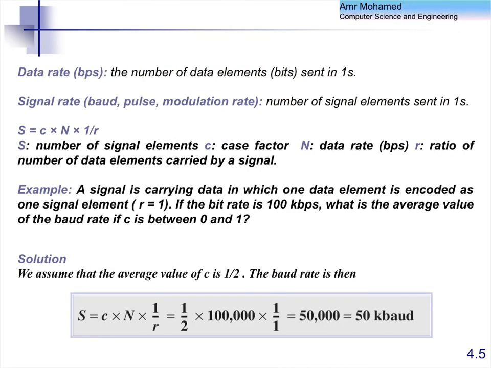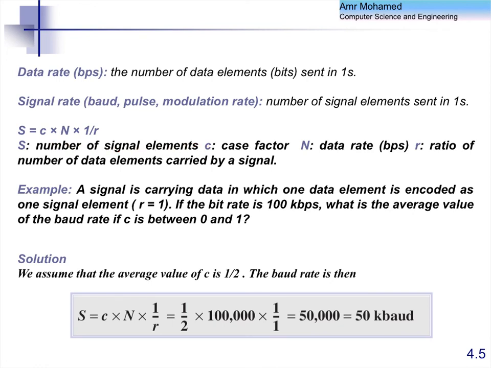Okay? So R is very important to allow us to calculate what we call the baud rate or the signal rate. So this is the signal rate or the baud rate or pulse rate or modulation rate. All these are terms for the same thing, which is the number of changes in this signal. Okay, which is reflected on the bandwidth. So there is a direct relationship between this baud rate and the bandwidth of the signal. Okay.